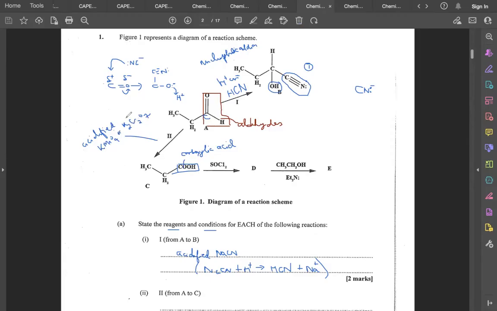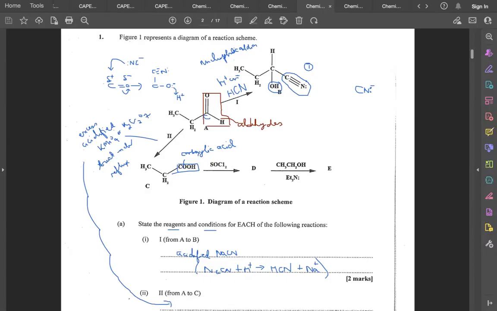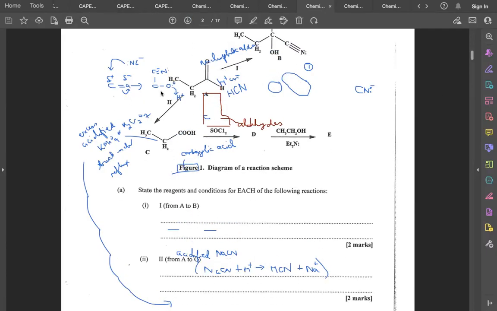So we want that acidified, we want it in excess. So let me write excess acidified KMnO4 or K2Cr2O7, and we're going to heat under reflux, right? Heat under reflux. Okay, so that's what should go here. So that's how we go from A to C. Okay, guys? So that's what we put in this section here for part 2. Are we good on that? Yes, Miss. All right. So let's see what the rest of the questions ask.